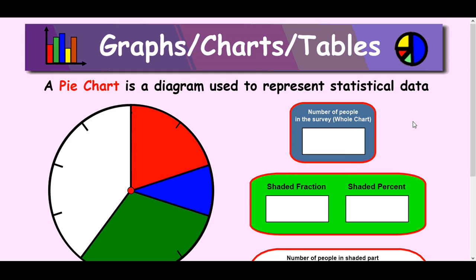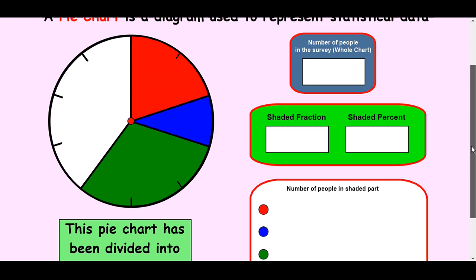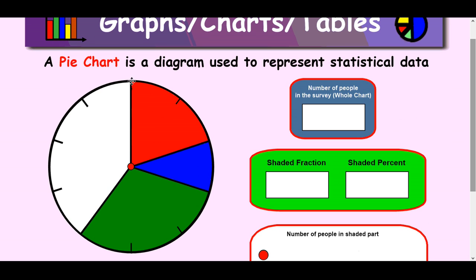Hi there. In this lesson, I'm going to look at pie charts, and in particular how to calculate the amount of people or whatever in a particular section of the pie chart. So you can see I've got a pie chart here, and it's split into 10 equal sectors, if you like. So that's section 1, 2, 3, 4, 5's halfway, 6, 7, 8, 9, 10.